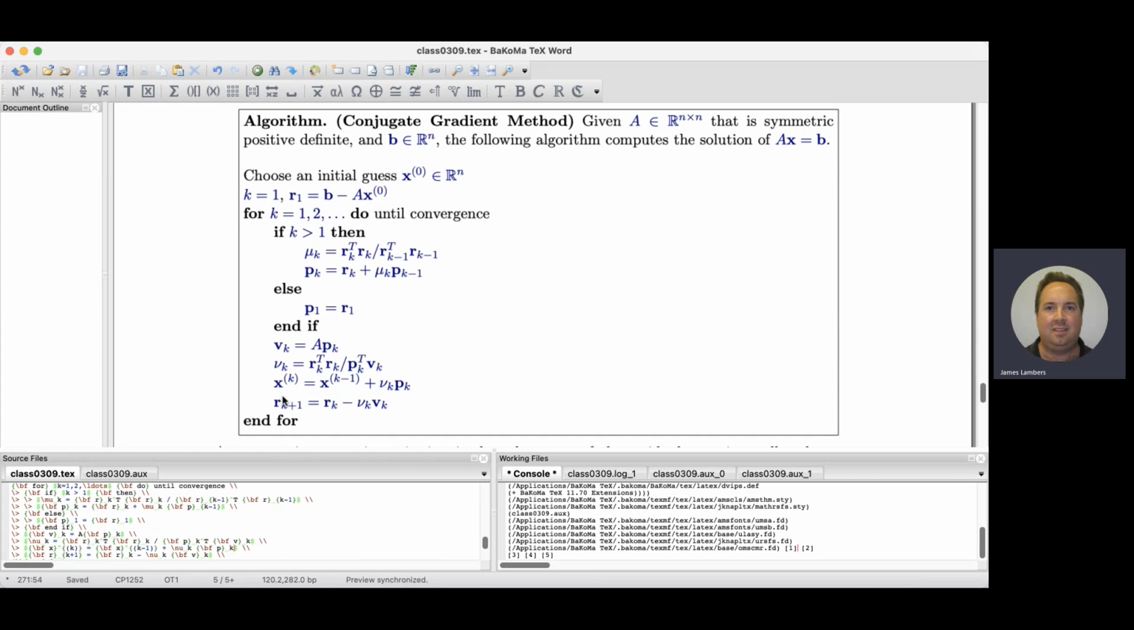So then the next time around, I'll use this formula to get my next search direction using this scaling factor mu k with my simplest formula here, and this process continues. And notice there's only one matrix vector product per iteration. That's the most expensive part right here.